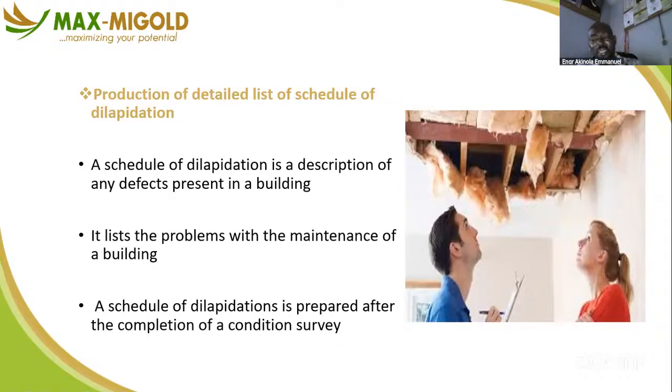And for you to remove that, it's coming at a cost for you. So you might have already initially incorporated this cost as part of the cost you are going to pay as part of the lease cost. A schedule of dilapidation is a description of any defect present in the building. It means the problem with the maintenance of the building.